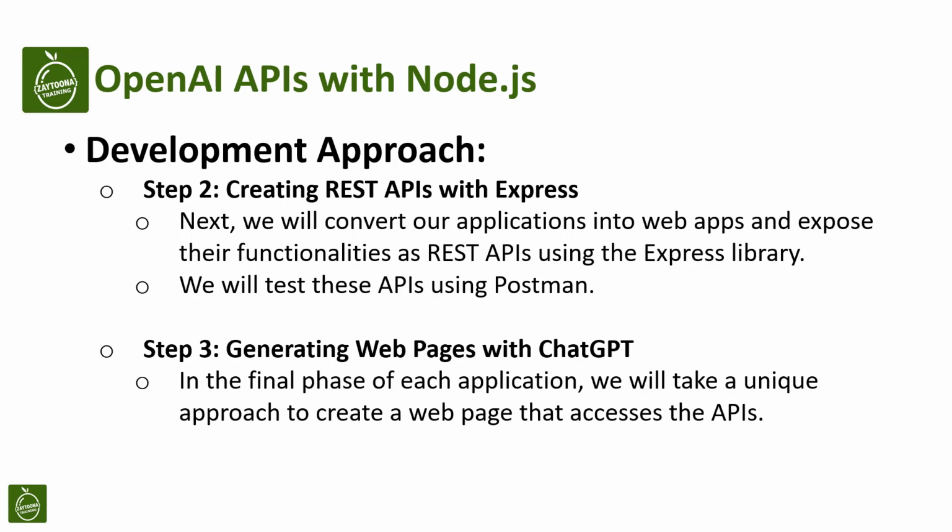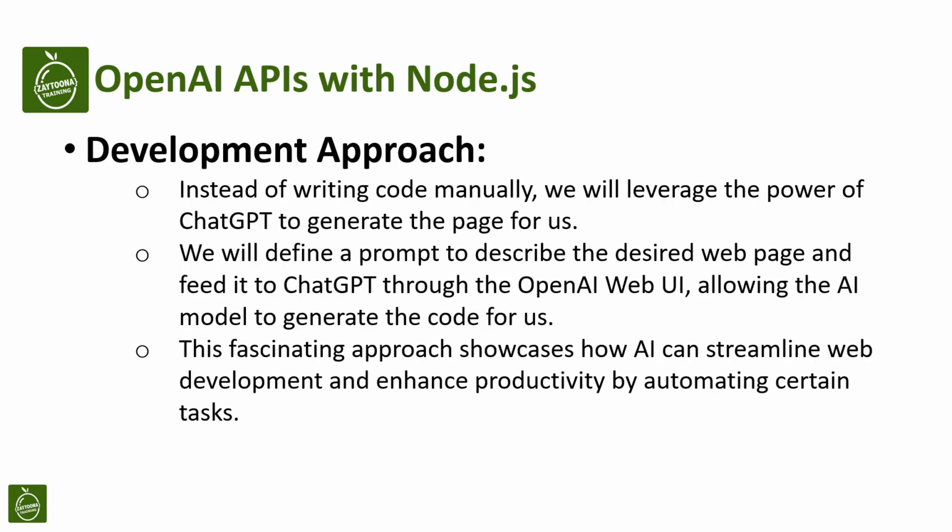The third step will be generating web pages with ChatGPT. So in the final phase of each application, we will take a unique approach to create a web page that accesses the APIs that we exposed in step 2. Instead of writing code manually, we will leverage the power of ChatGPT to generate the page for us.